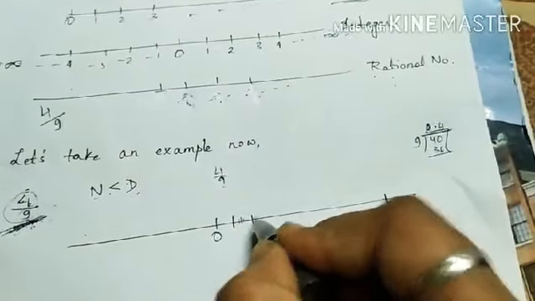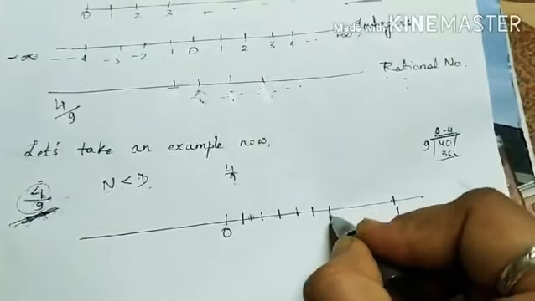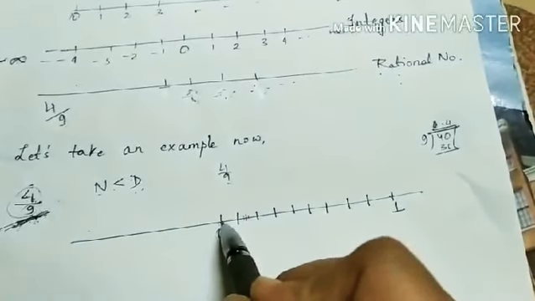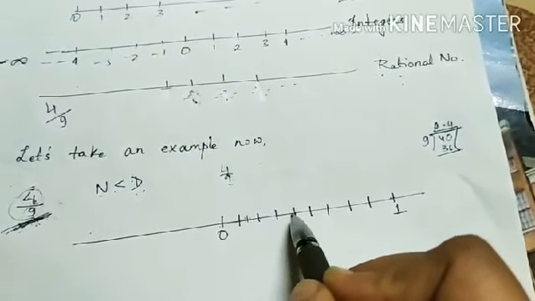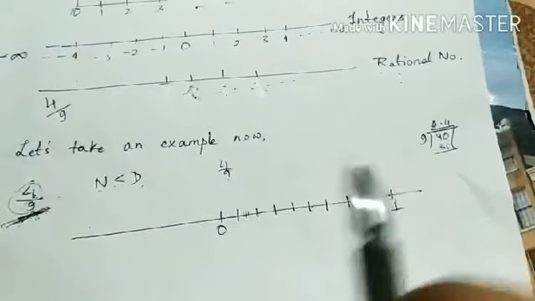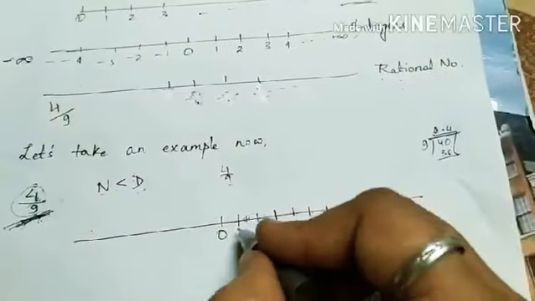1, 2, 3, 4, 5, 6, 7, 8 and 9. You can check here also. 1, 2, 3, 4, 5, 6, 7, 8 and 9. We got 9 parts, right? Now, since this is 9 parts, so what is this part now?